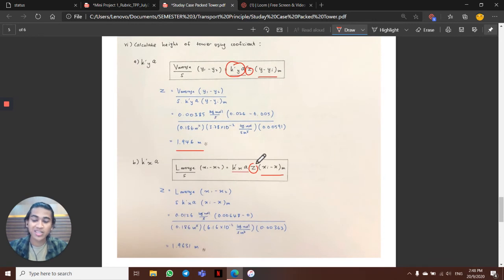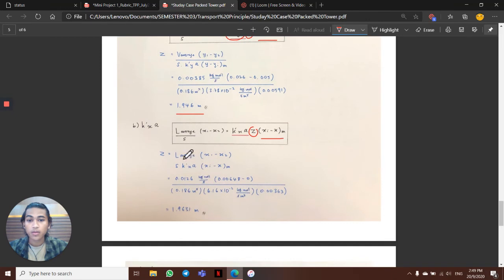Moving on to the k prime xa, it's just the same. You can find this formula at the appendix of Transport Principles Process, no worries, and just insert all of the values, but this time it's not using the V average, it's using L average, which is already stated at the appendix. So just the same as well for the k prime ya, isolate the z, which is the height that we are going to find.